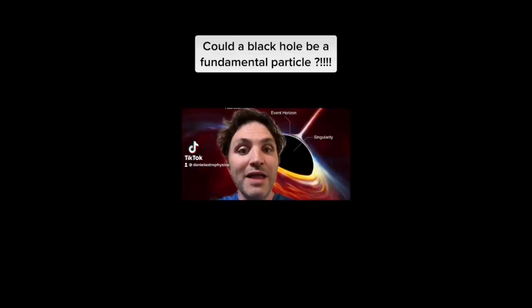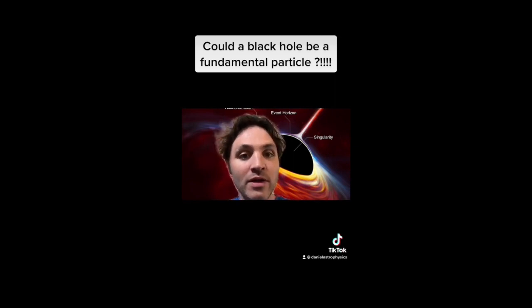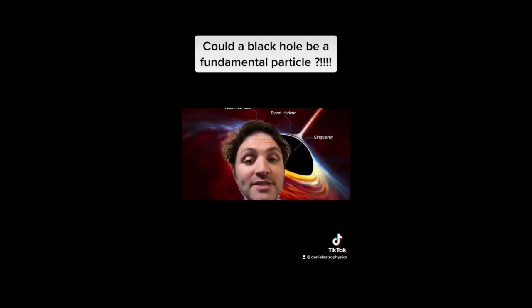Could a black hole be thought of as its own kind of fundamental particle? Yes. Incredibly, it might not be that inaccurate to say that a black hole is a special kind of fundamental particle. When we think about the fundamental particles of the standard model of particle physics, like electrons and muons, these objects often behave like point particles. They don't have a finite extent. They're infinitesimally small.